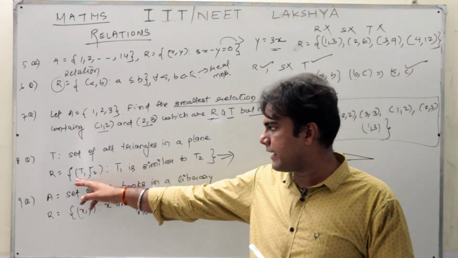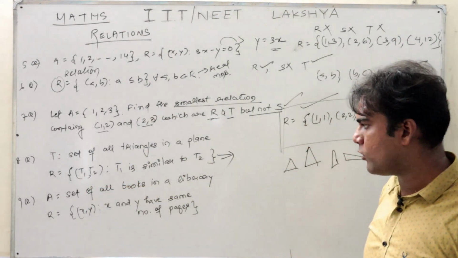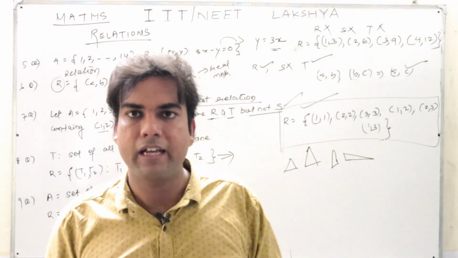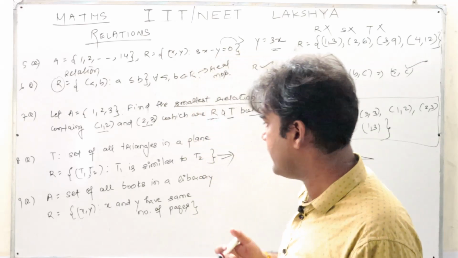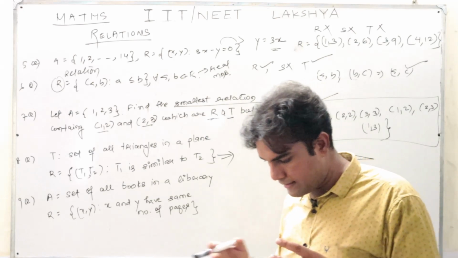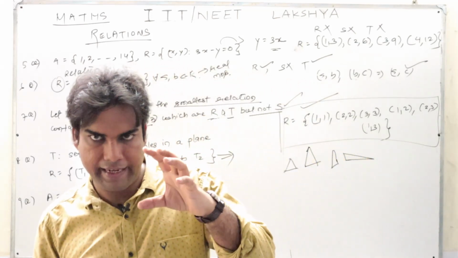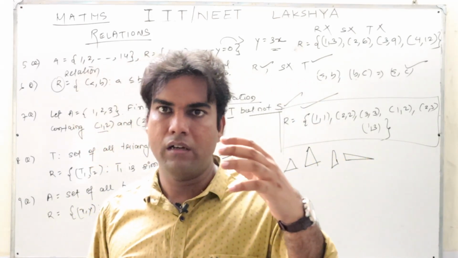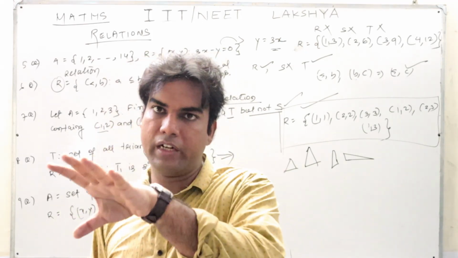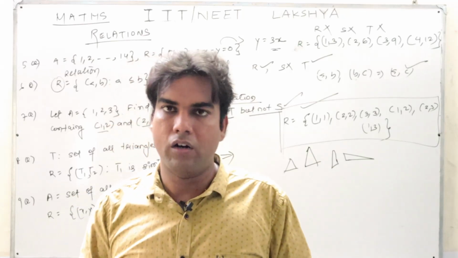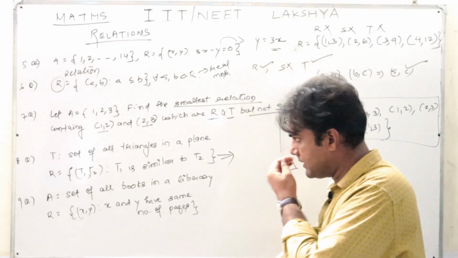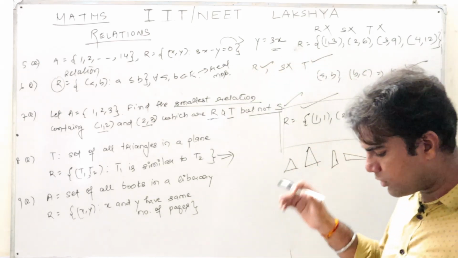They are saying R is a relation of ordered pairs (T1, T2) such that T1 is similar to T2. I hope you understand the meaning of similar triangles. Two triangles are said to be similar if you expand one of the triangles in proportion, or their sides are proportional to each other. That is, if you expand one of them, then it will fit exactly into another triangle. Their angles and sides are proportional actually. It's not congruent.